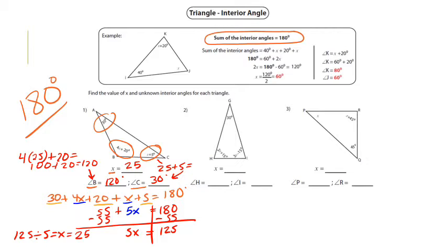So make sure that you set up and solve an equation for x, then make sure you go back and solve for any missing angles. Remember, at the end, you can also double check by adding up your angles, so 30 plus 120 plus 30, and if it makes 180 degrees, you know you're on the right track.